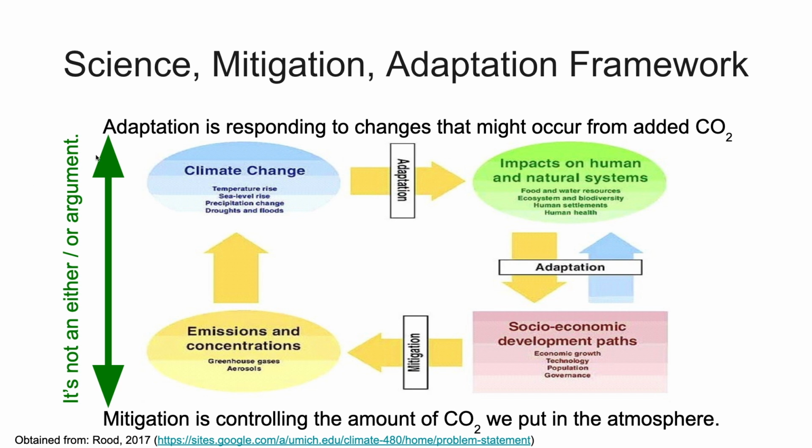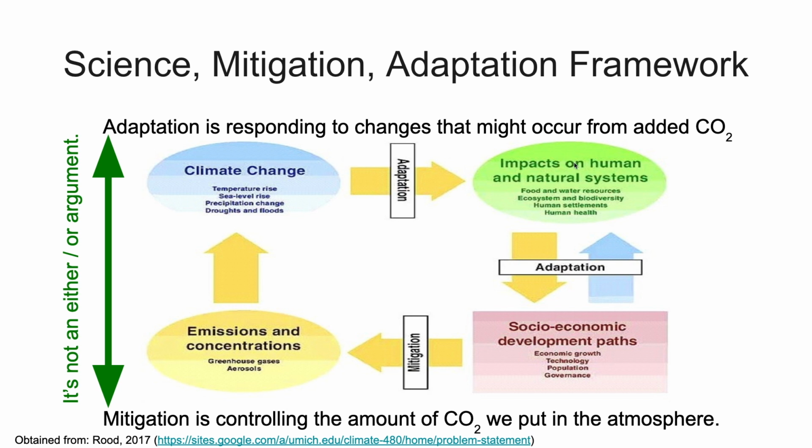And our response is not an either-or, it's a both-and. We are adapting to climate change in certain parts of the country and the world already. And we will have to mitigate the amount of CO2 that we put into the atmosphere. So how does it work? Well, climate changes, temperature rises, sea levels rise, precipitation changes, you get floods and droughts and fires and storms, and we adapt to those.